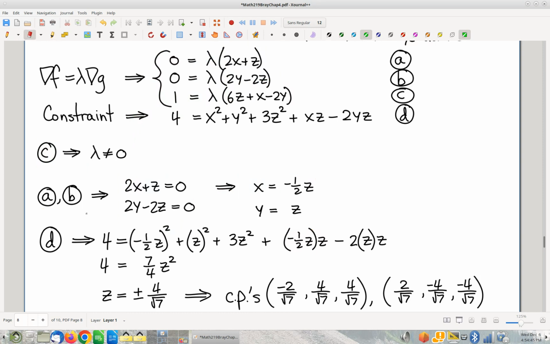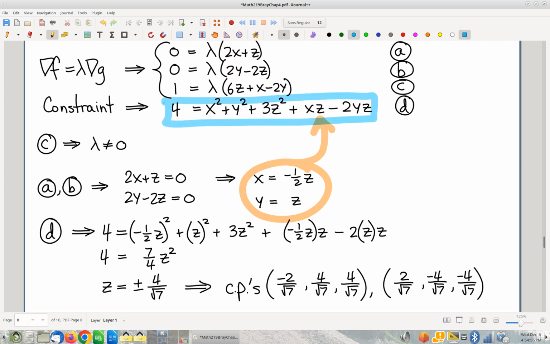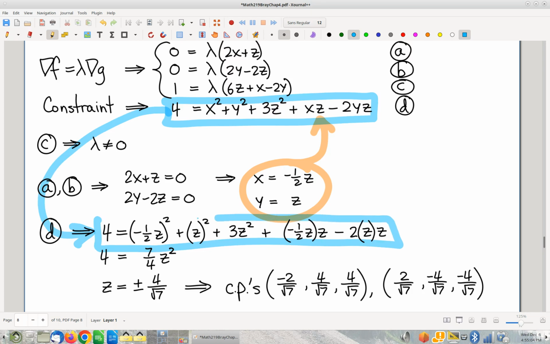Okay, now how to proceed from here? Well, we're almost done. As it turns out, these conclusions here, I can plug into my constraint equation. My constraint equation then, rewriting x in terms of z and y in terms of z, rewrites this whole equation all in terms of z, which I can then solve for z. Now, a little bit of annoying algebra there. But you get two possible values for z.